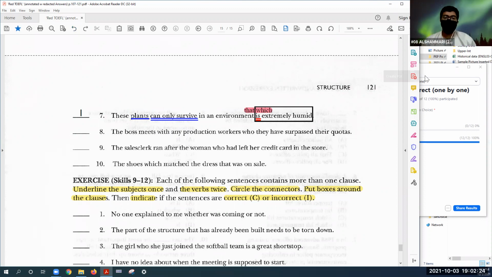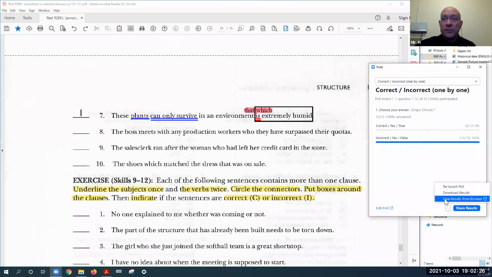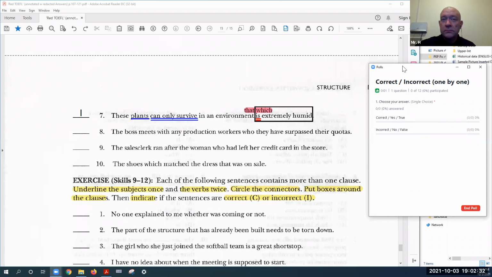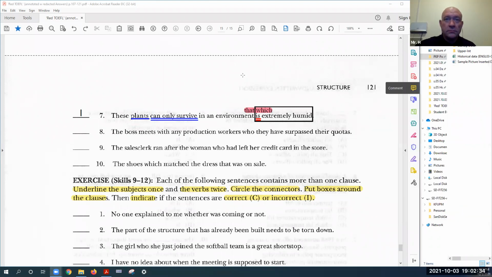All right, number 8, guys, are you ready? Here we go. Okay, that's 7, 8. 3 more, 2 more, 1 more. One person hasn't answered. There we go. All 12 people.